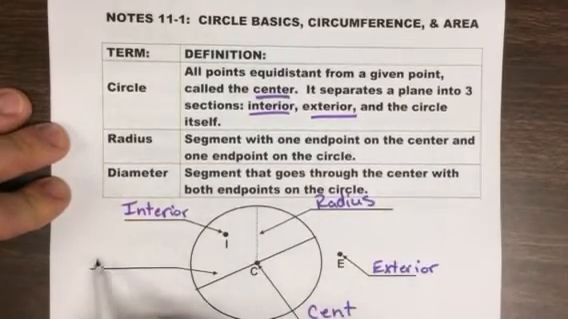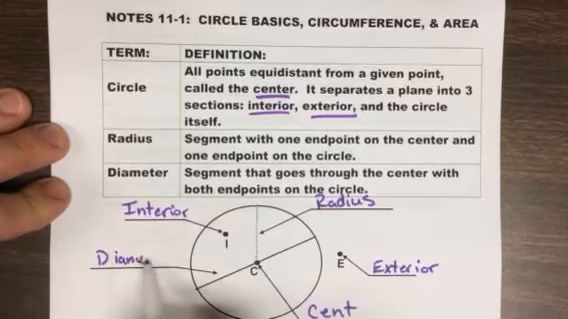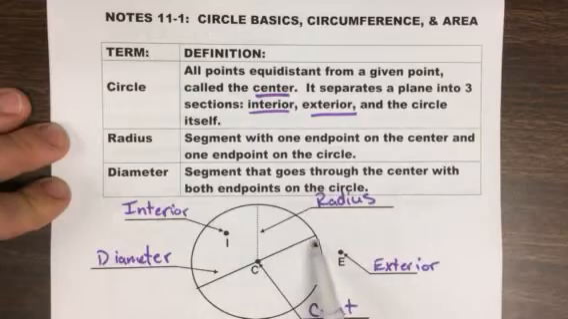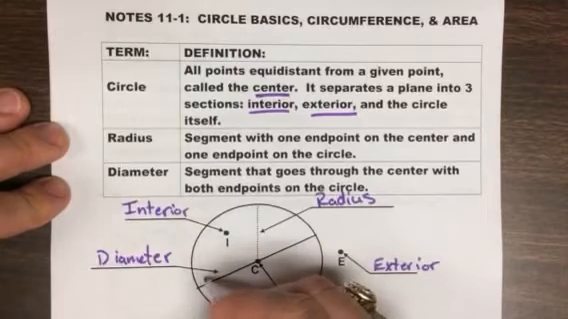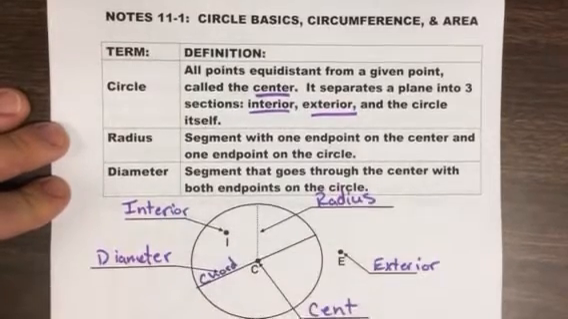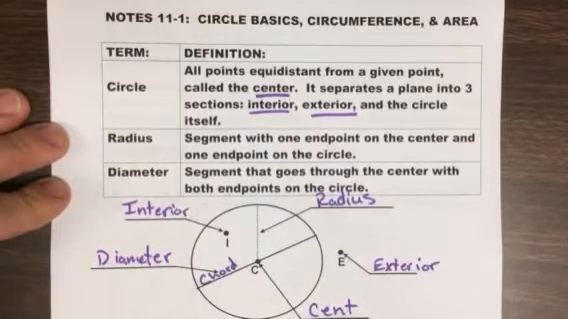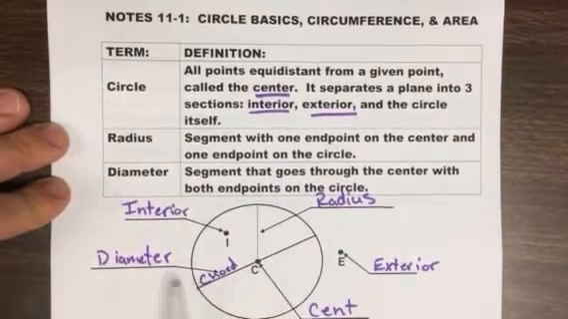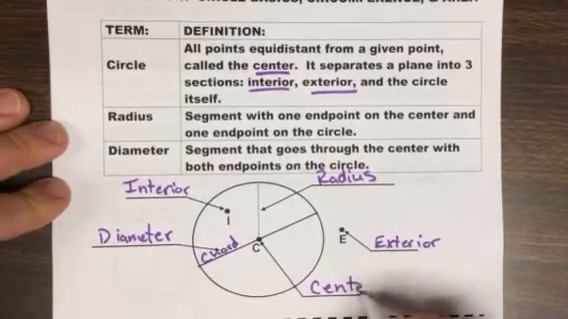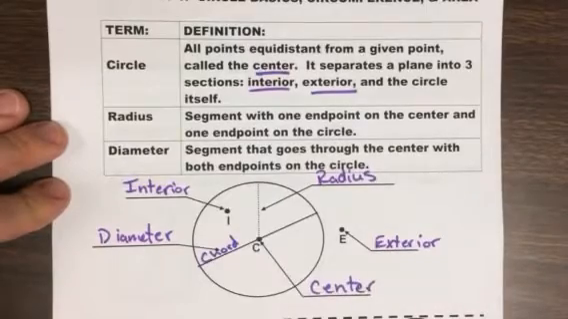And a diameter is a segment that goes through the center of the circle with both endpoints on the circle. Now, the diameter is a special case of a chord. We should know that from our last unit. So, the diameter is a chord. It's a special chord because it goes through the center, which makes it the longest possible chord. Let me go ahead and finish writing center for you there.